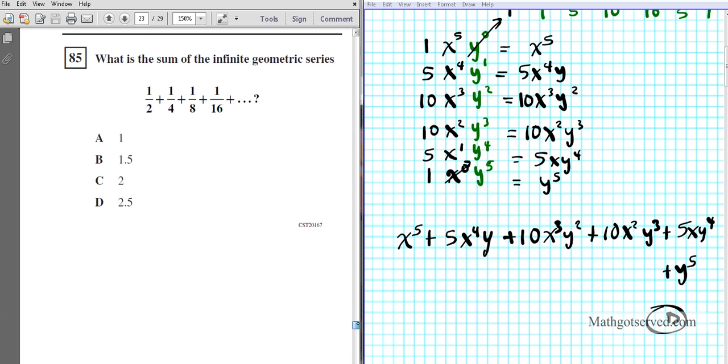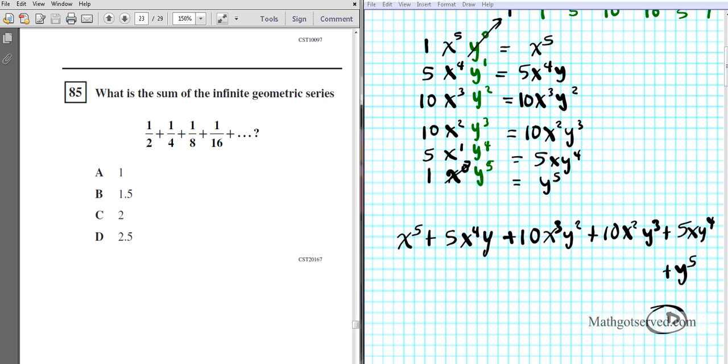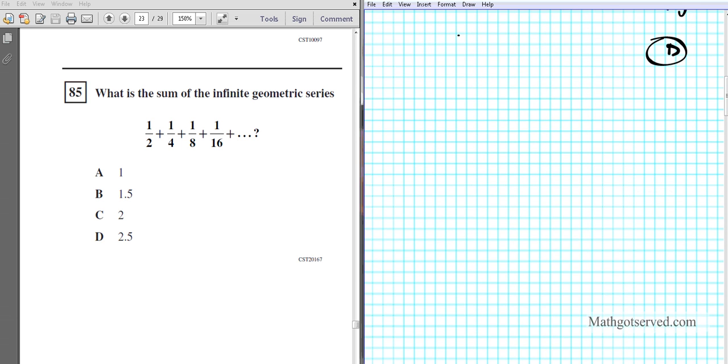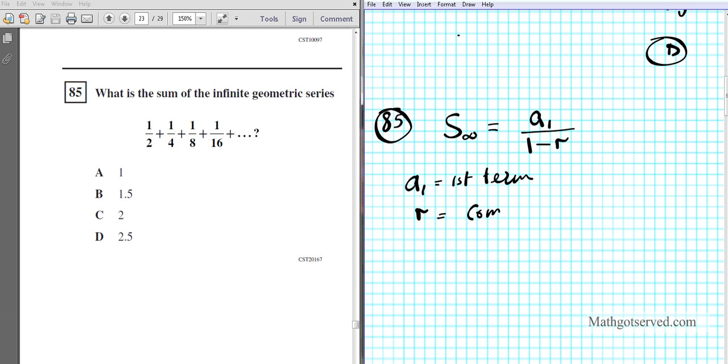Question 85, it says, what is the sum of the infinite geometric series? So you need to remember the formula for the sum of the infinite geometric series to do well on this problem. I'm going to use S infinity to represent the infinite sum. It's given by the first term, A1, divided by 1 minus the common ratio. Remember, A1 is the first term, and R is the common ratio.